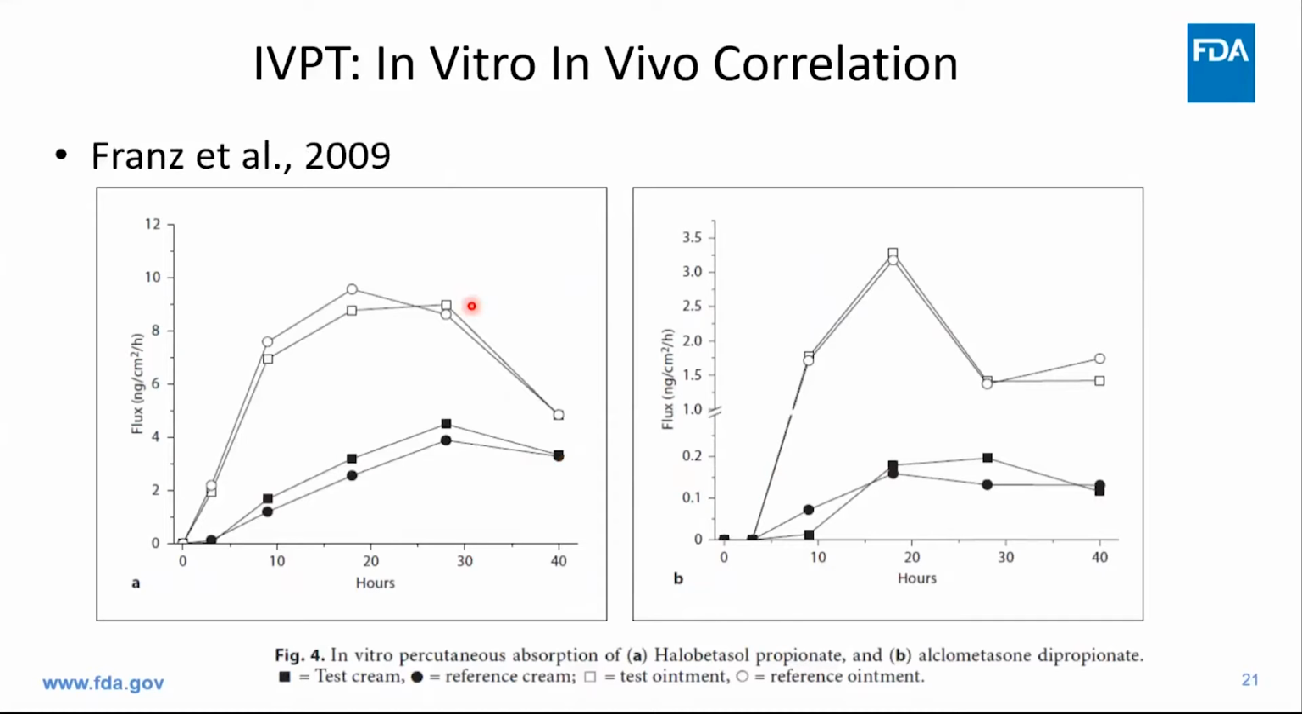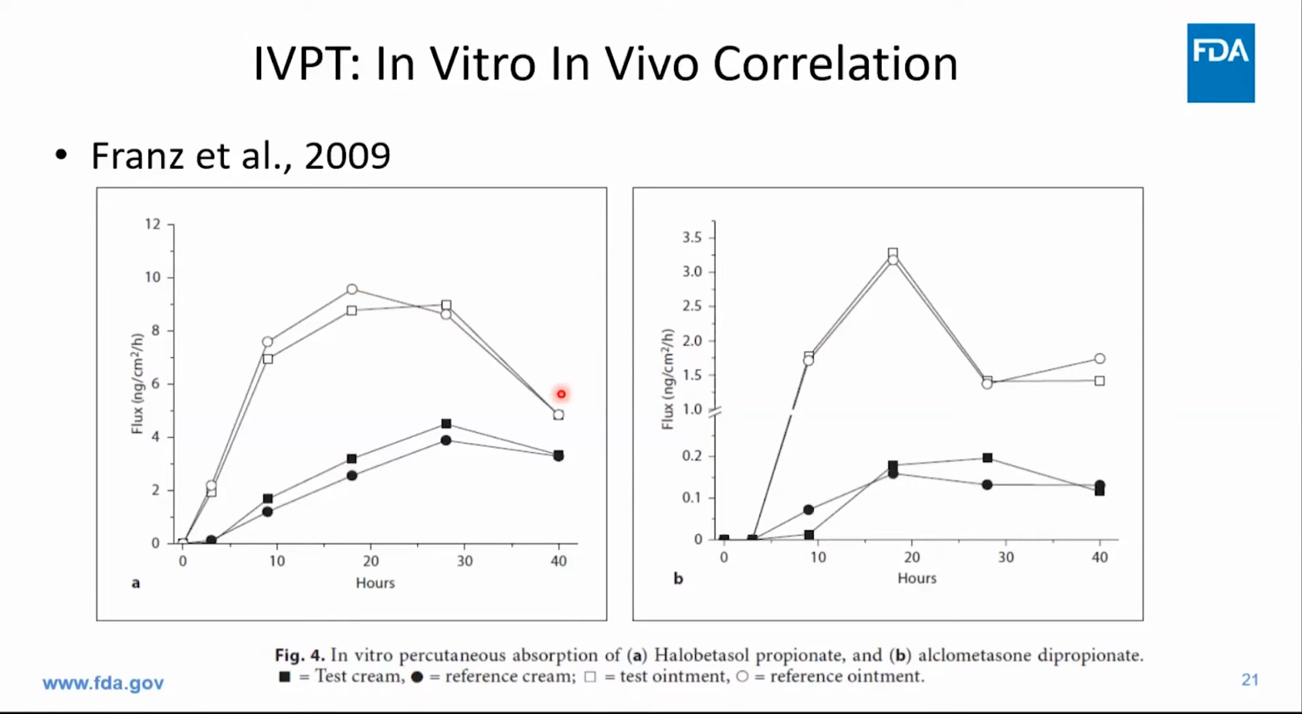And here we see on the left side, halobetasol propionate, and on the right side, alclometasone dipropionate. What we see on top here, these open shapes are the ointments of each. And at the bottom, these filled shapes are the cream of each corticosteroid. And in each set, this is comparing test versus reference, the circle versus the square. So these were test products that were designed to match the rate and extent of the reference product. And as we can see here, the IVPT study said they matched quite well.